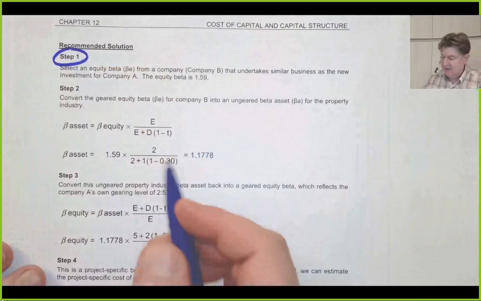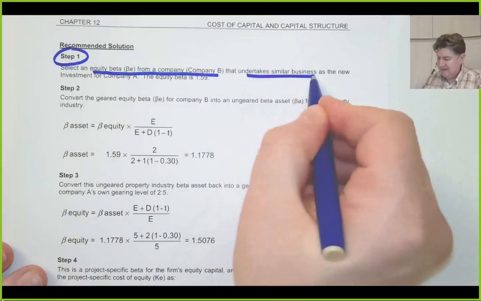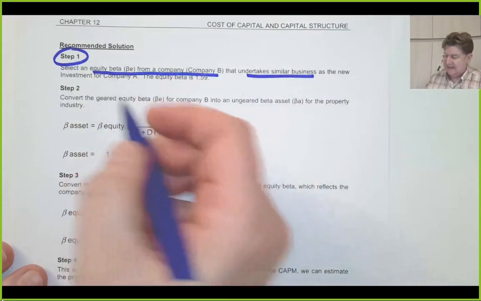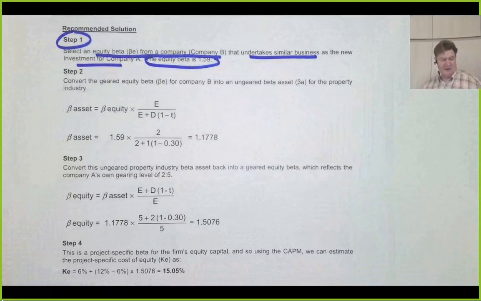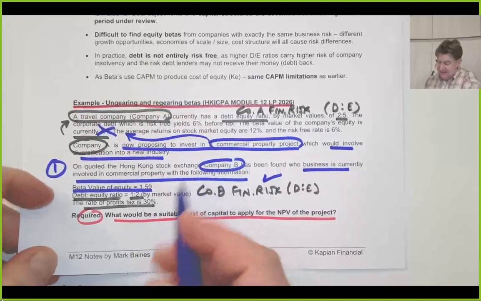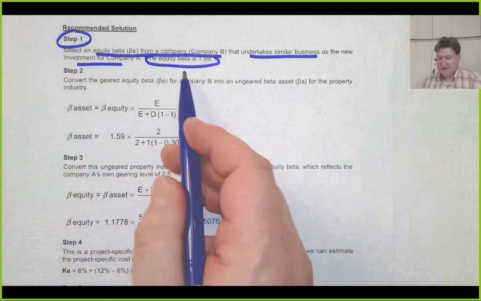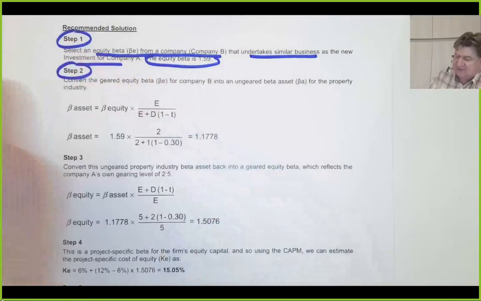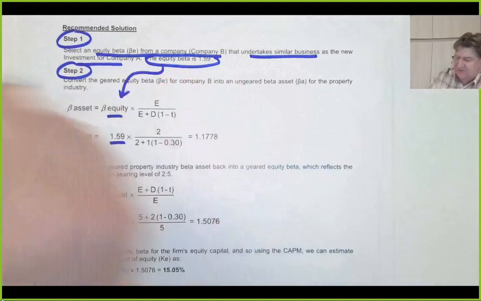In step 1, we get an equity beta from a company, company B, that undertakes similar business as the new investment company A is undertaking. We saw the beta was 1.59, at the bottom, just there. That's company B's beta, 1.59. Then in step 2, we put that beta in just there, 1.59.